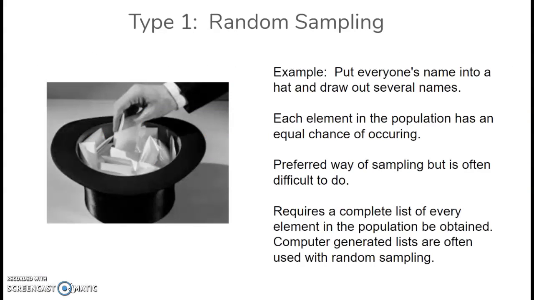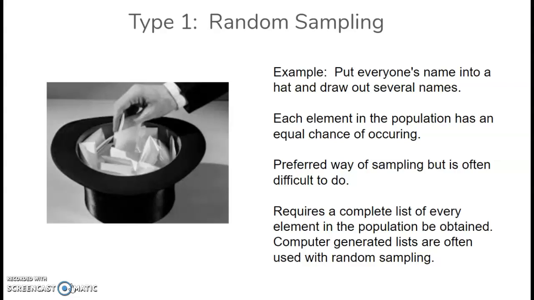So we have 5 different types of sampling, and the first one is random sampling. This is the preferred way of sampling people, but it is often difficult to do. An example of this would be putting everyone's name into a hat, or nowadays probably in a computer database, and drawing out several names or randomly picking names. The computer would randomly generate a list of names.